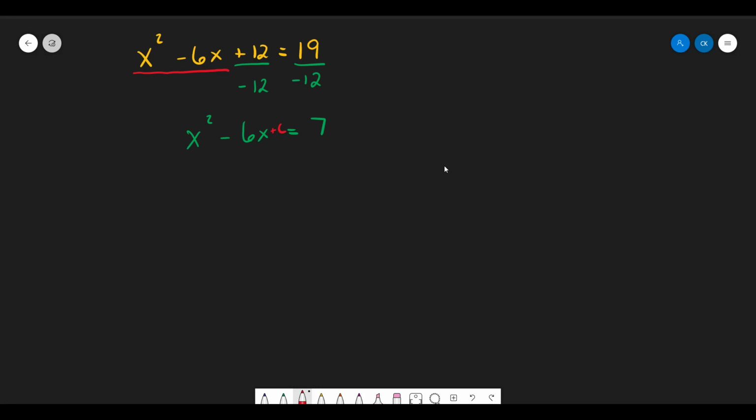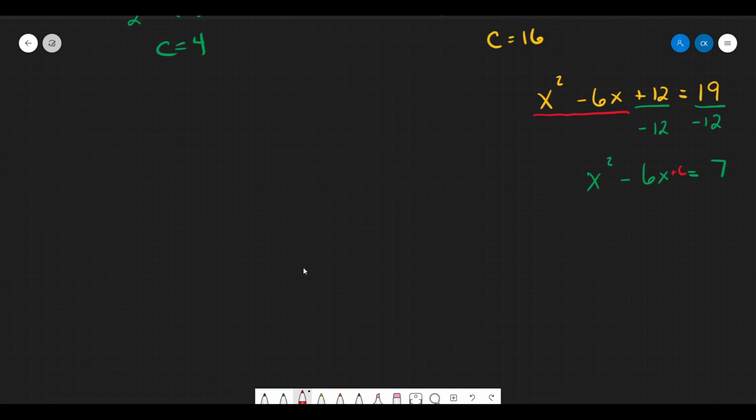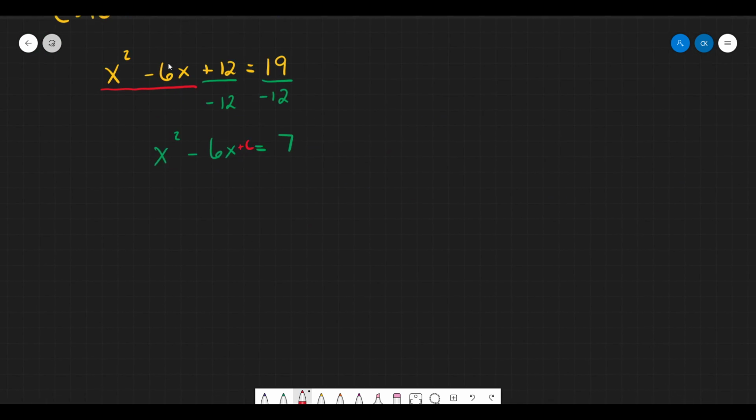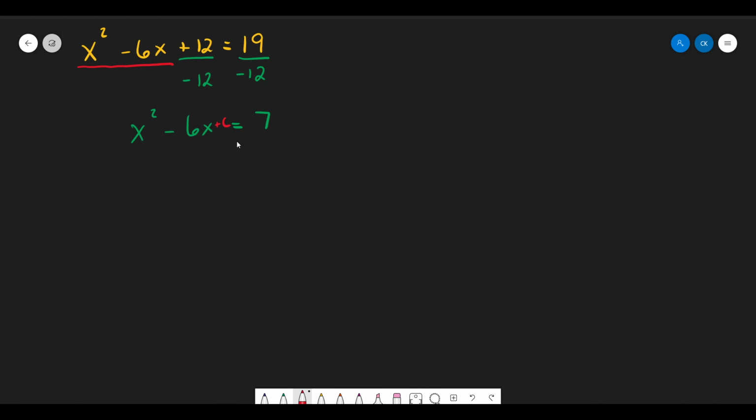What number could I make c in order to make this a perfect square trinomial? But you have to think about it this way. Now we're working with an equation. Over here, we weren't working with equations, right? We were just working with an expression. But when we're working with an equation, if I add c onto one side of an equation, that means I have to add c to both sides of the equation. So when we're doing this, we're just going to make sure whatever c we get, we add to both sides of the equation. So I'm going to do the same process to find c.